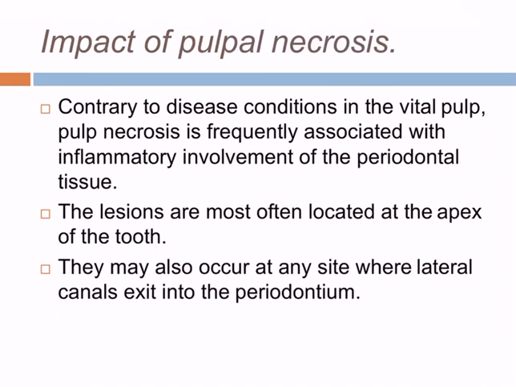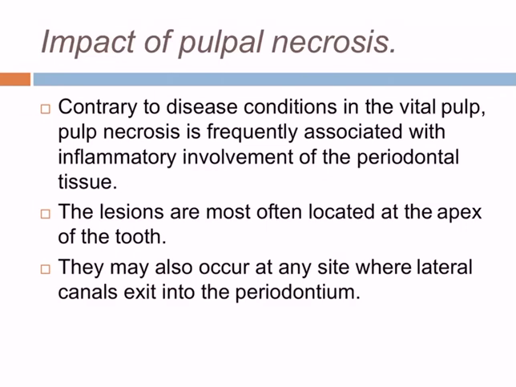So, what is the impact of pulpal necrosis? Pulpal necrosis means your tooth is non-vital. Now, contrary to the disease conditions in the vital pulp, pulp necrosis is frequently associated with inflammatory involvement of the periodontal tissue. Invariably, it is associated. So that means if pulp necrosis has occurred, it is non-vital, then it can lead to periodontal disease frequently. Now, lesions are most often located at the apex of the tooth.